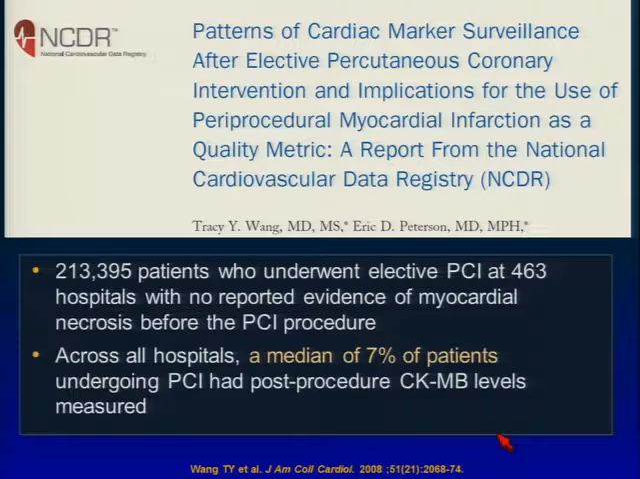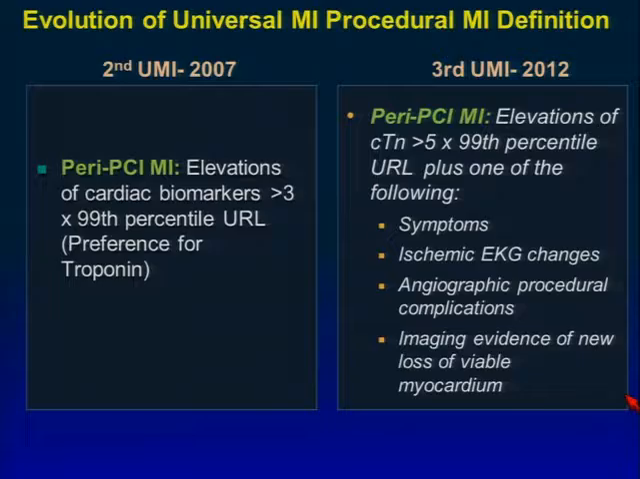The other problem we face in terms of procedural MI is this data. If you look at practice patterns across the United States, only 7% of patients undergoing PCI have post-procedural CK-MB levels measured. I can tell you I practice in New York City, and we do not draw routine biomarkers in our patients undergoing elective PCI. And the other big problem is there is a push towards same-day PCIs and discharging these patients on the same day, which makes it all the more difficult to draw these enzymes.